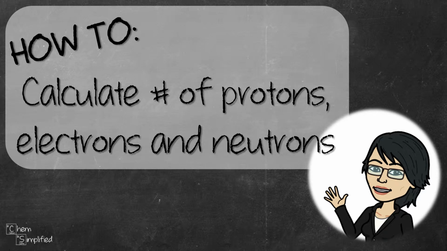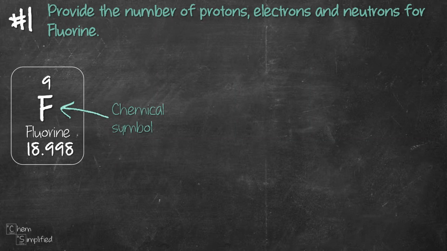In this video, we're going to calculate the number of protons, electrons, and neutrons in an atom. Let's start with fluorine, which has a chemical symbol F. Here is the information we pull out from the periodic table. You should see at least two numbers. One is a smaller whole number, and the other is a larger decimal number.